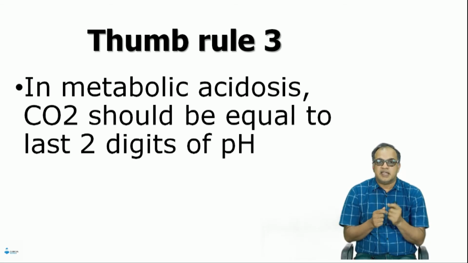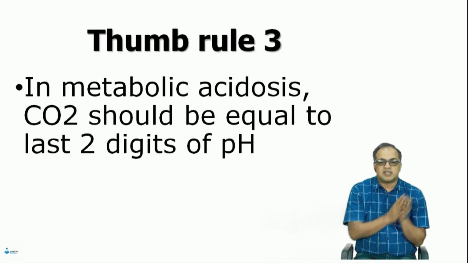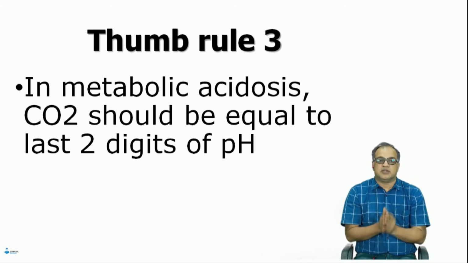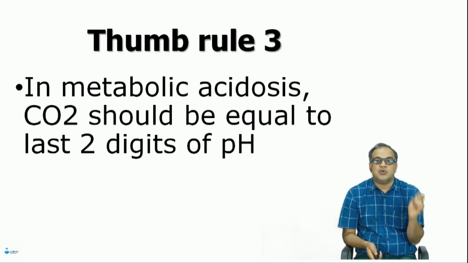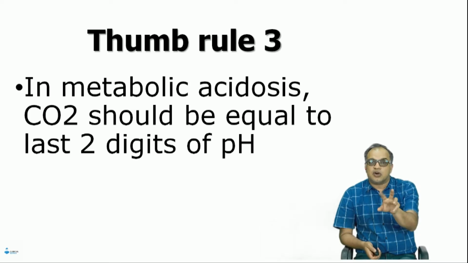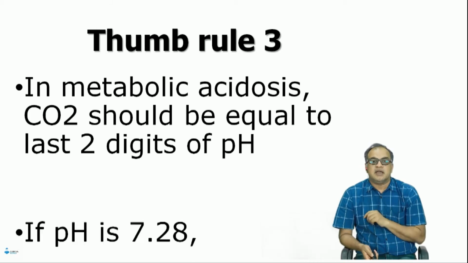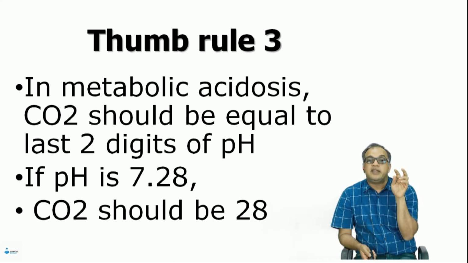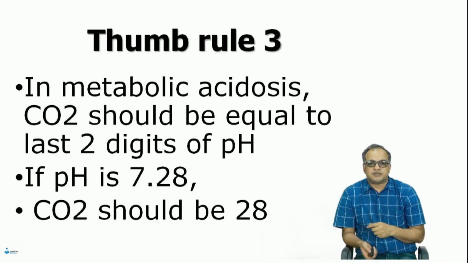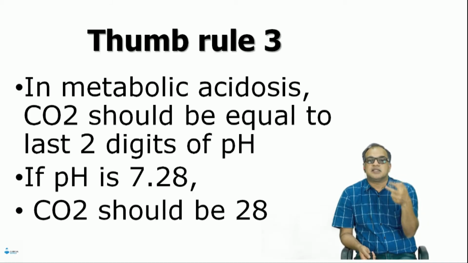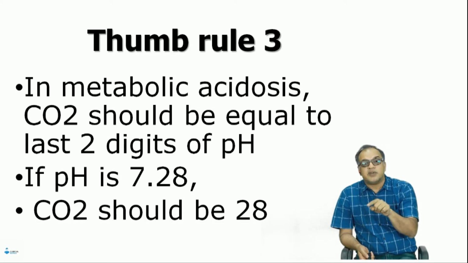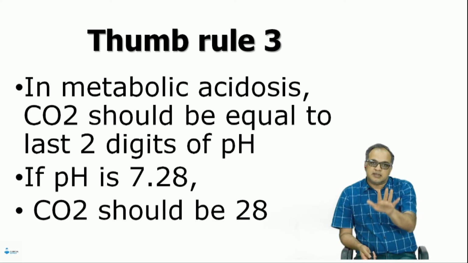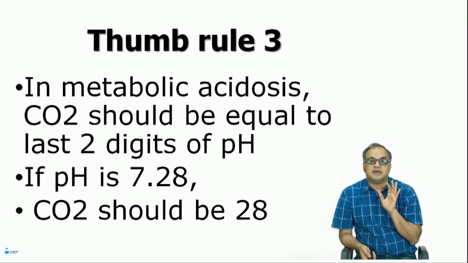Now, the third clinical pearl or thumb rule, this we discussed in the last webinar also. In metabolic acidosis, CO2 should be equal to the last 2 digits of pH. If CO2 is equal to the last 2 digits of pH, then the compensation is adequate. That means if the pH is 7.28, the CO2 should be 28, or plus minus 1, 2. If it is 28 or nearby, then the compensation is adequate. That is one rule of checking the compensation.